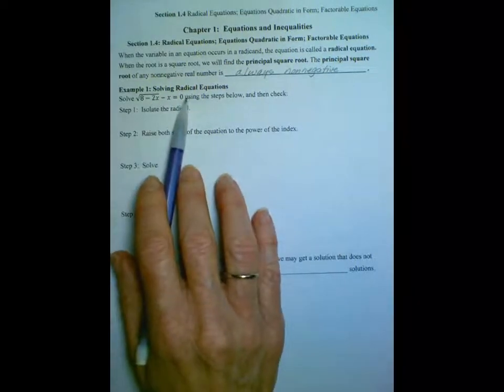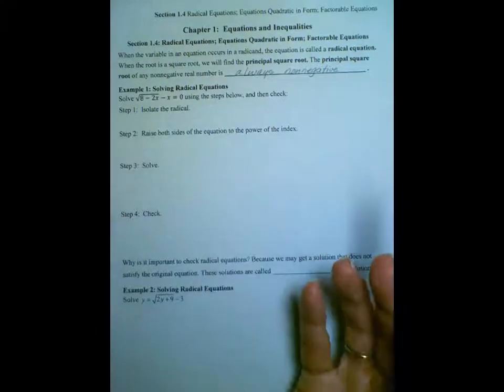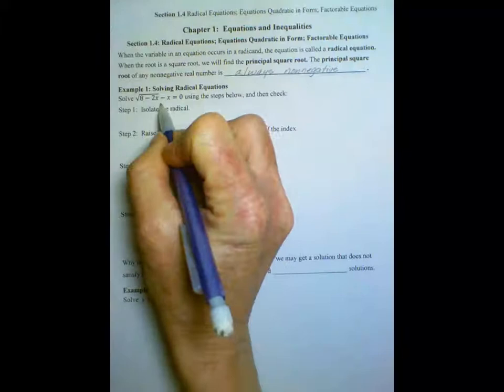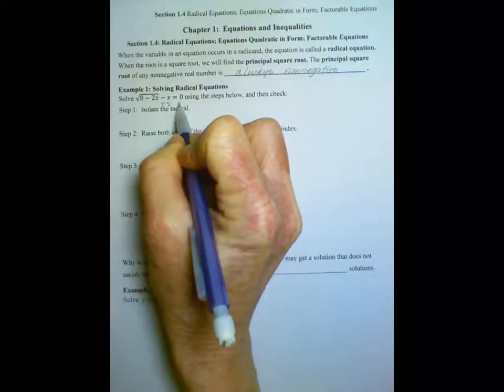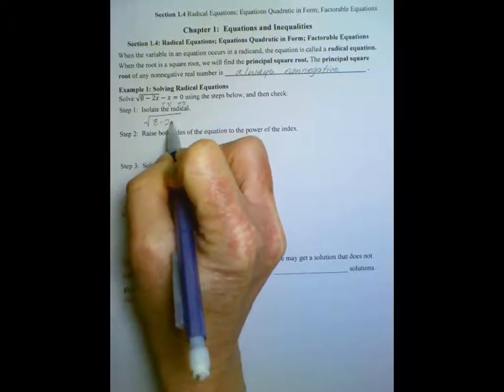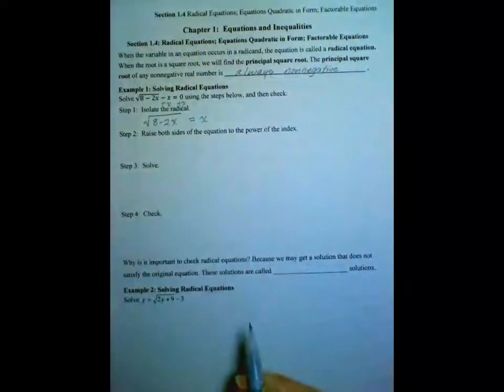Now the problem could have been presented with the radical already isolated, and we don't need step 1. But in this case, we do. So we'll add x to both sides and have the square root of 8 minus 2x is equal to x. We've completed step 1. The radical is isolated.